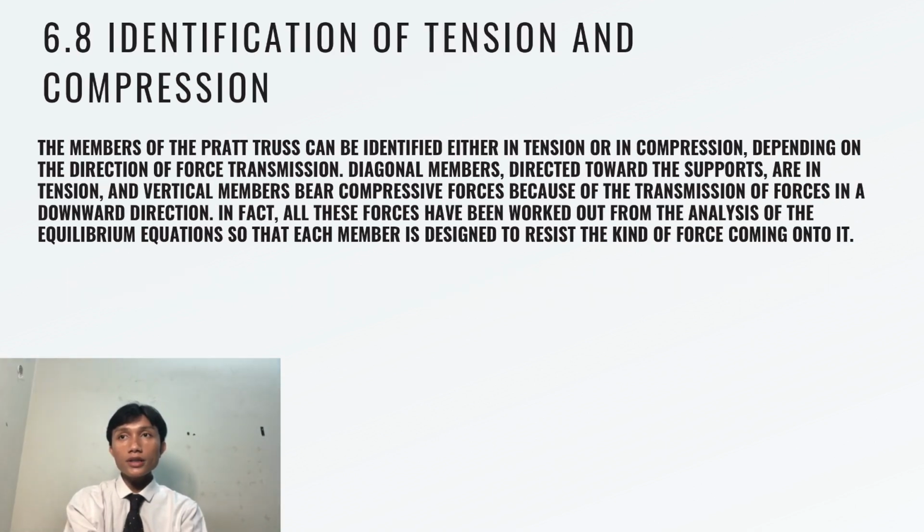Identification of tension and compression. The members of the Pratt truss can be identified either in tension or in compression, depending on the direction of force transmission. Diagonal members directed toward the supports are in tension, and vertical members bear compressive forces because of the transmission of forces in a downward direction. In fact, all these forces have been worked out from the analysis of the equilibrium equations, so that each member is designed to resist the kind of force coming onto it.